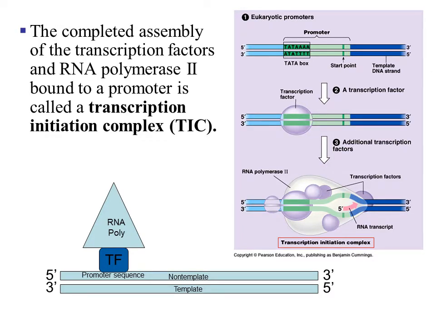So the completed assembly of the transcription factors, and based on our image, we can have numerous transcription factors. This is going to bind to the promoter sequence, those two consensus sequences. Then the transcription factor will alert RNA polymerase 2 to come bind. Now the TIC complex is complete.